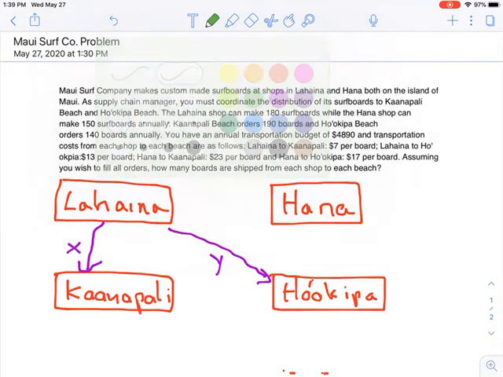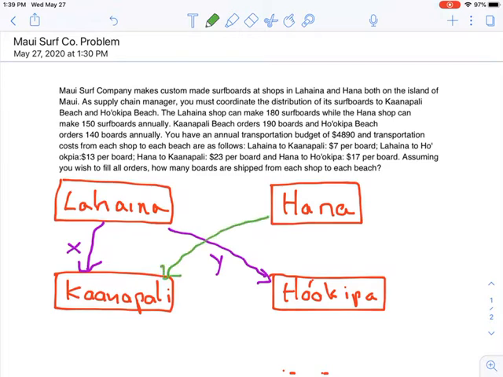And let's do in green, the number of surfboards going from Hana to Kaanapali, let's let that be equal to Z. And if we let the number of surfboards from Hana to Hukipa be W, this is where we can get started. So we're basically identifying, by use of a variable, the number of surfboards going from one place to another.